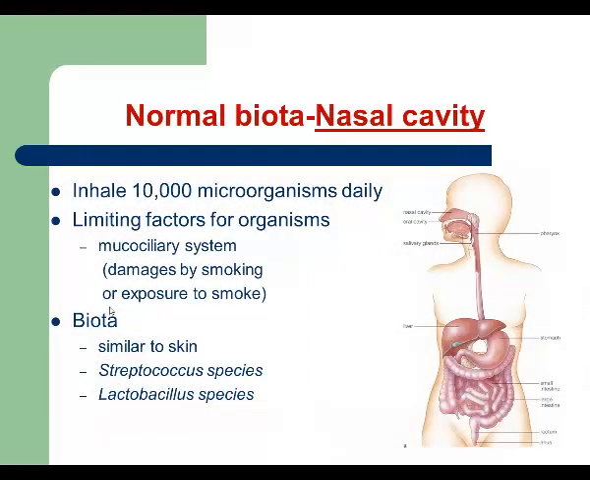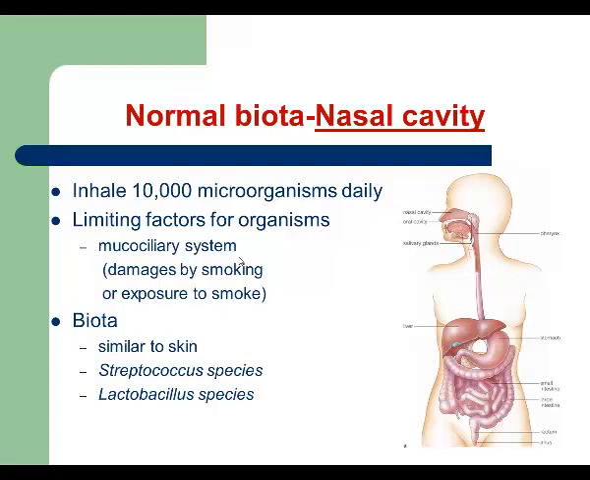Nasal cavities is the next site of normal biota. This area is very favorable for microorganisms to grow. Why? Because it's a moist, warm environment. What are the limiting factors for the organisms? We already talked about mucociliary epithelium that lines the upper respiratory tract.